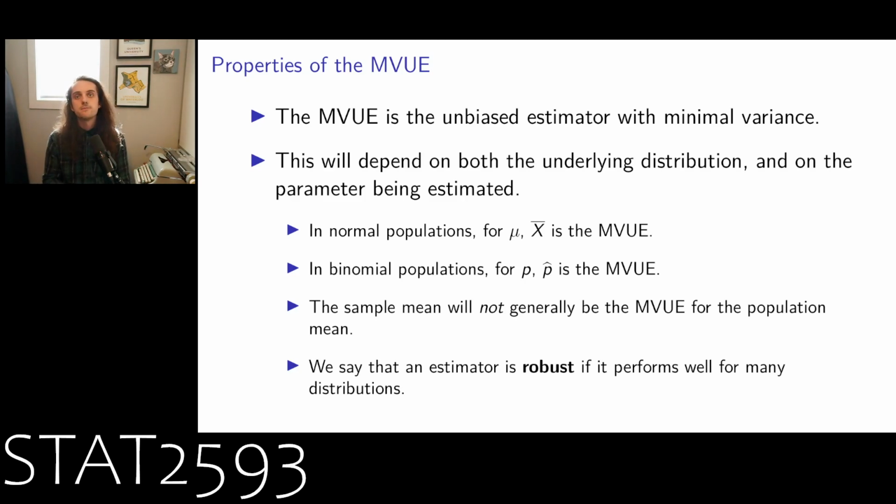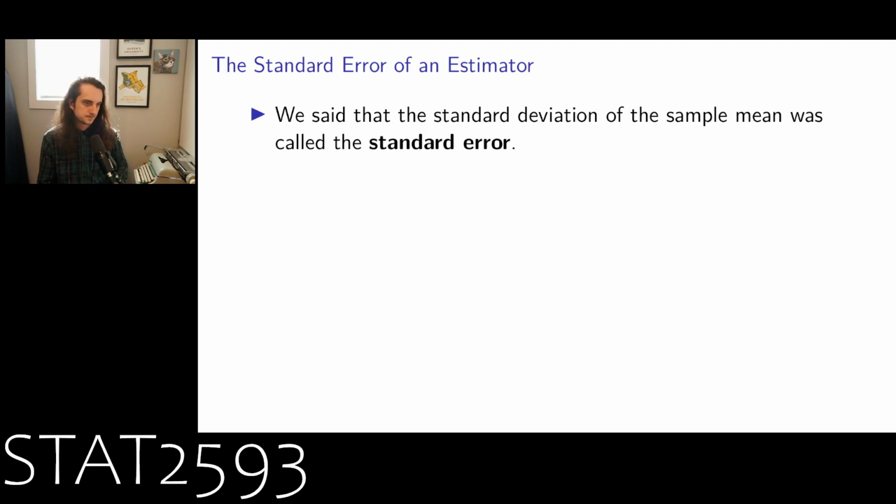However, there's a lot of important cases where it does perform very well. So in particular, normal populations and binomial populations. And so because of this, we're going to keep looking at the sample mean. But I'll just point out that the sample mean is only optimal in select situations.